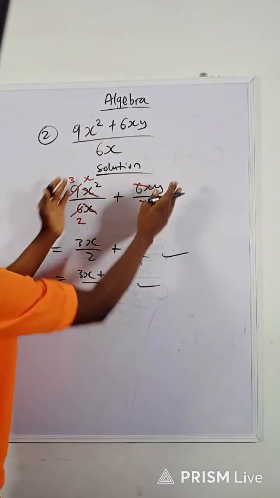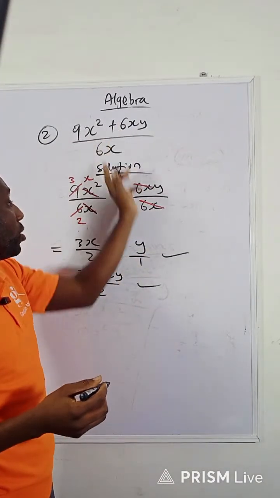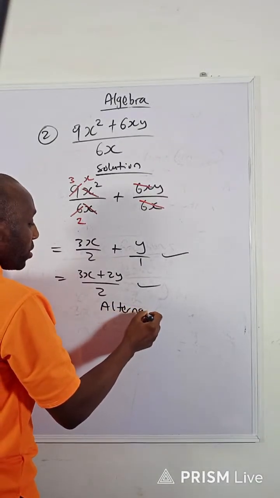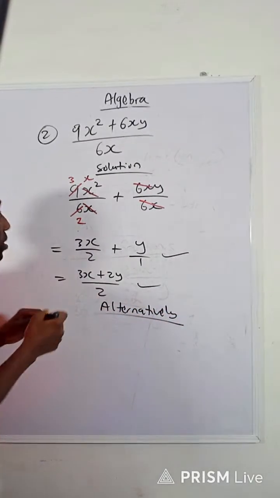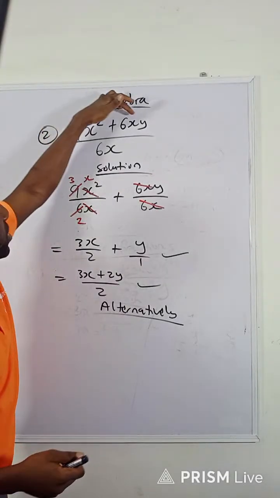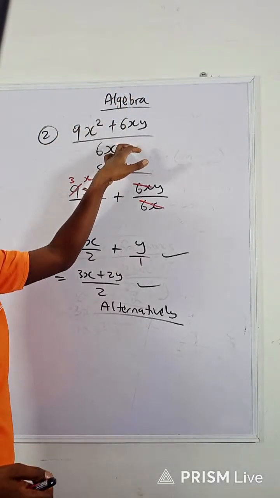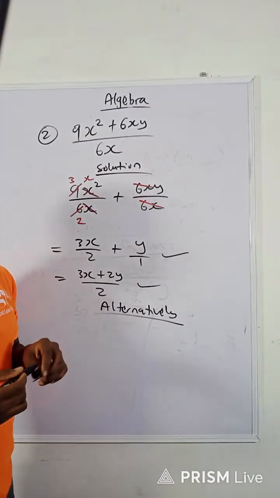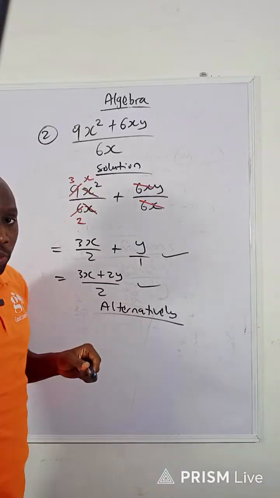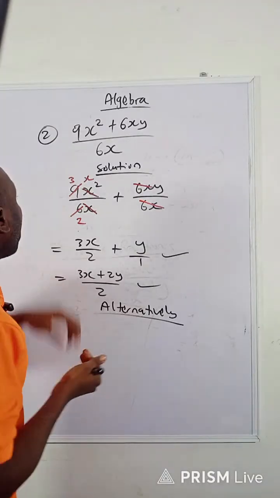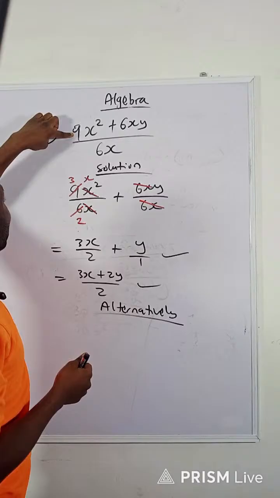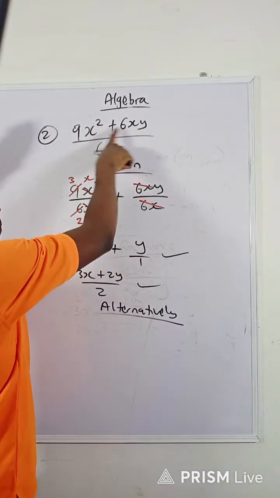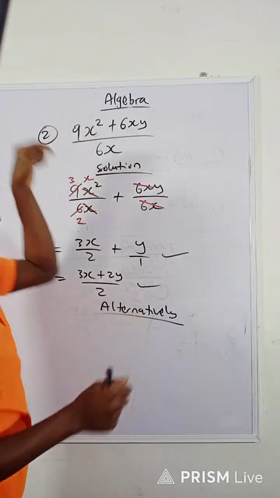Now, if you don't want to split this into two fractions, how can you do this? Let me show you how. Alternatively, we can do this. So 9x squared plus 6xy over 6x. Are you seeing that? Now, you will look at the numerator and ask yourself, do they have a common factor? Of course they do. So what's the common factor? It is 3, because 3 can divide 9 and 6. So that's 3. X can divide x squared and x. There's y here, but there's no y here. So don't use y. Use 3x.